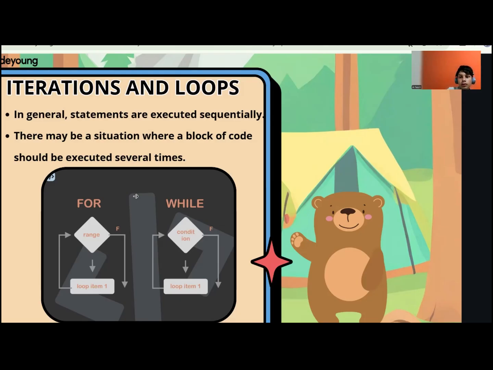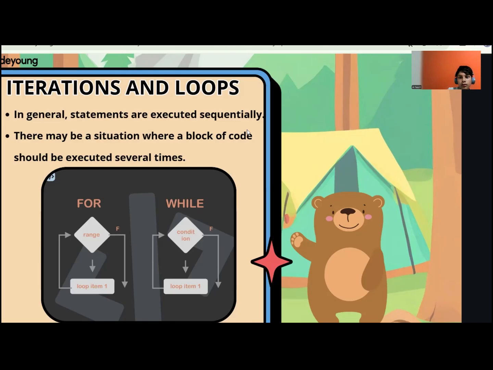In general, statements are executed sequentially. Sequentially means that whatever code you write is executed one after another. So it will first execute the first line, second line, third line, fourth line, and so on.